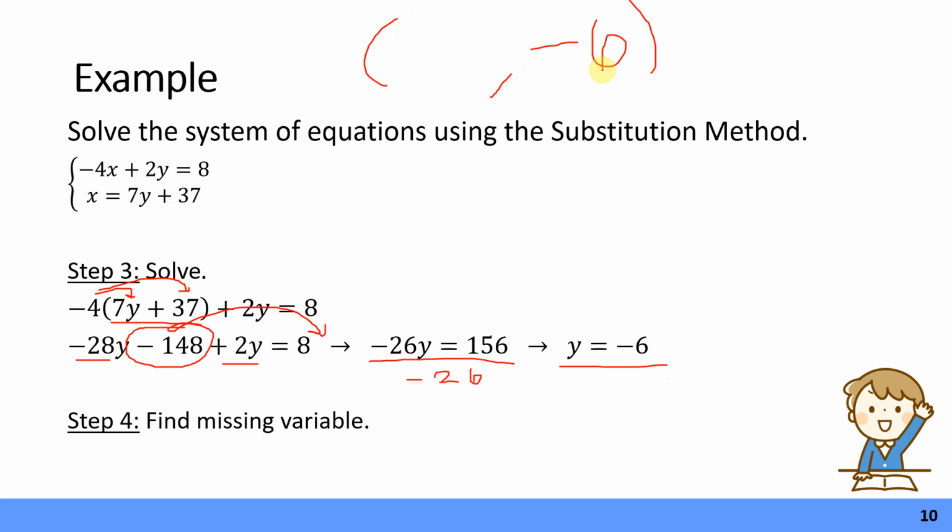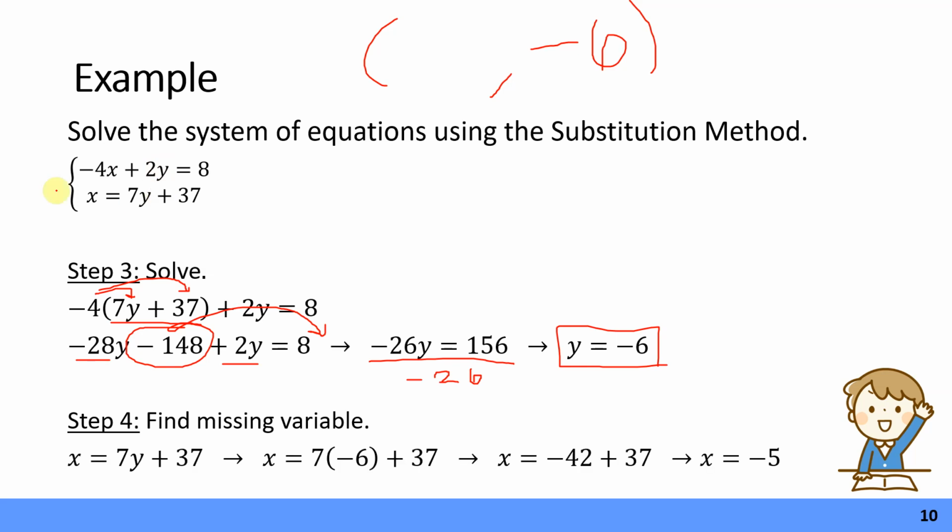So now step 4 says that we have to find the missing variable. So I have to find x. Now here's the thing. To find x, obviously you already know what y is. So now you could just replace that y into whichever one of these equations that you want. Just make sure you make a note of it. You could use whichever one you want. To make my life easy, I just use the bottom one because the bottom one already has the x by itself. The y I already know is negative 6. So I put the negative 6 on the y. So that's how I got to this step.